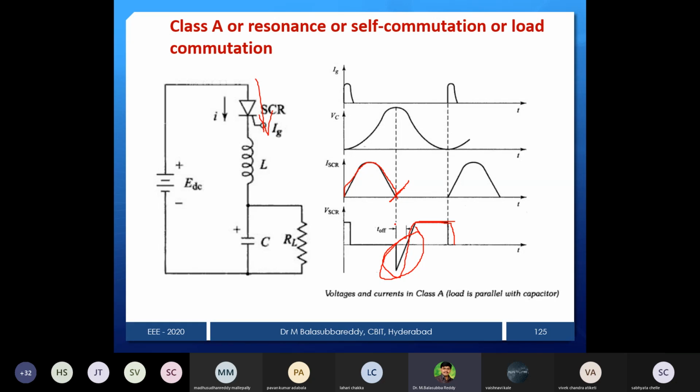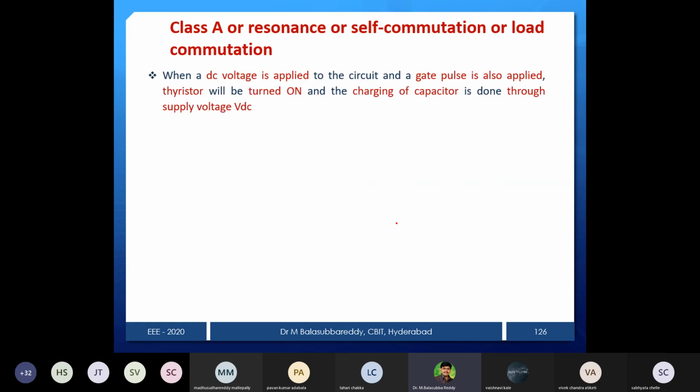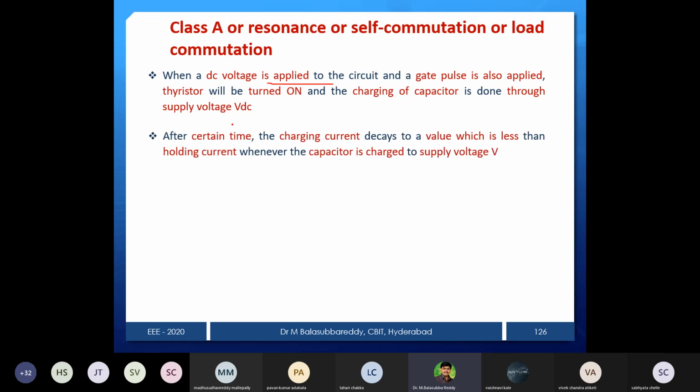So this is the case when a large resistor is connected. When DC voltage is applied, the gate pulse also has to be given to turn on the SCR. In all these five methods, our intention is to turn on the main thyristor and apply some mechanism to turn off the main thyristor. That is the only thing.